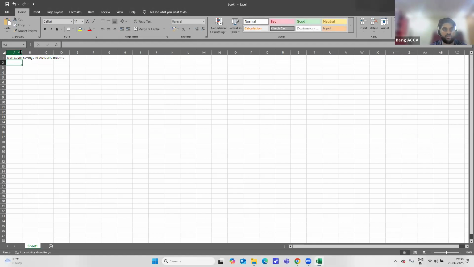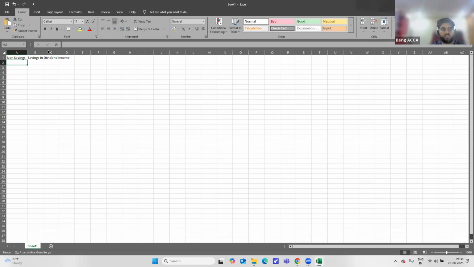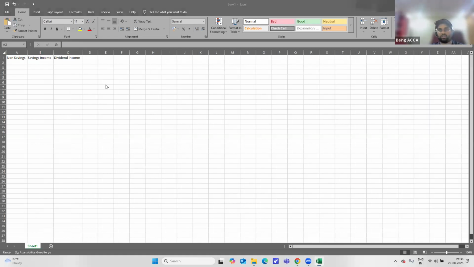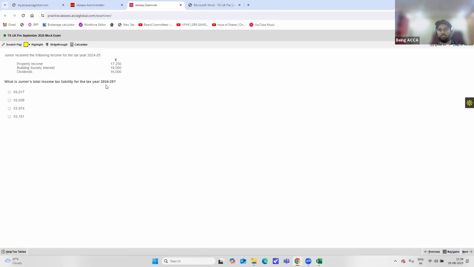So what happens if you do this is the personal allowance. What is the priority of personal allowance? Which should be given the first priority while you're deducting your personal allowance? NSI. Absolutely. So here, property income is a part of your non-savings income, correct?